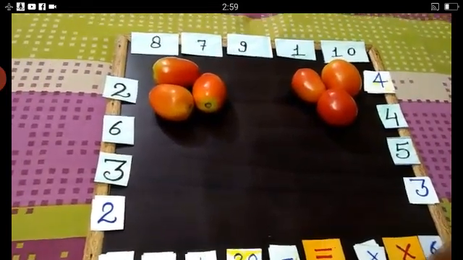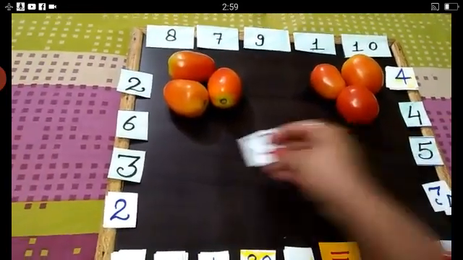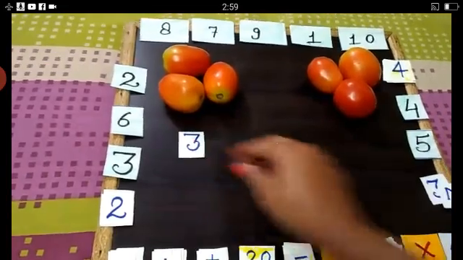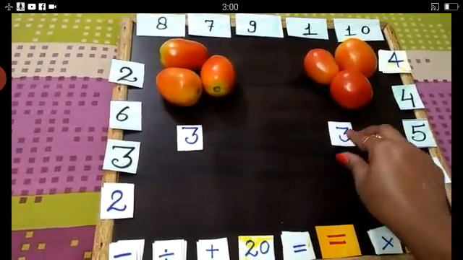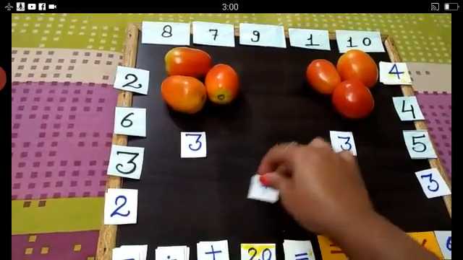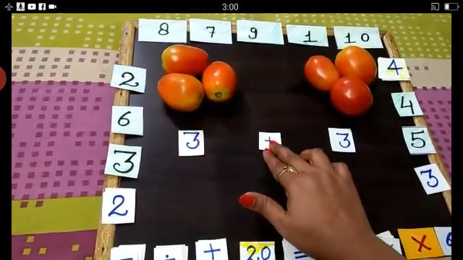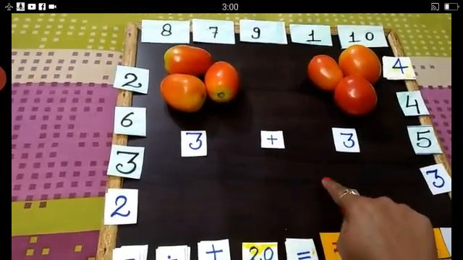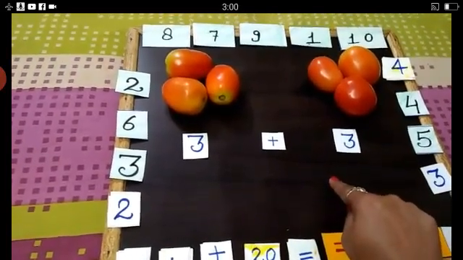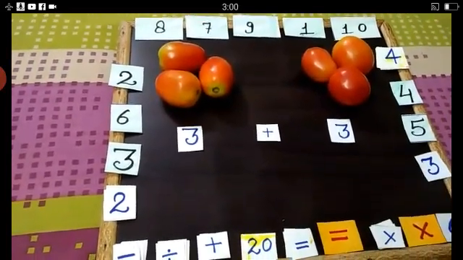So first number 3. And the second number 3. Now the addition sign. So 3 plus 3. It represents repeated addition form. Now change it to multiplication fact.